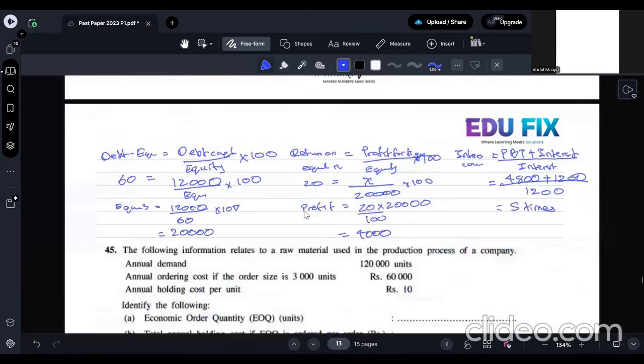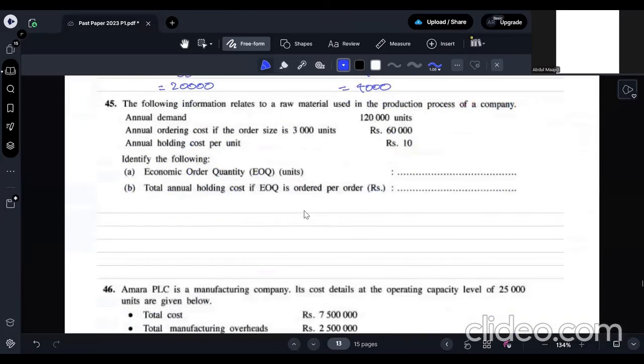Okay. Then 45. The following information relates to a raw material used in production process. They're asking to find the EOQ. Economic order quantity equals square root of 2 into annual demand into cost per order divided by holding cost per unit. 2 into annual demand is 120,000. You should find the cost per order. Here they have given the annual ordering cost, and the order size is 3,000.